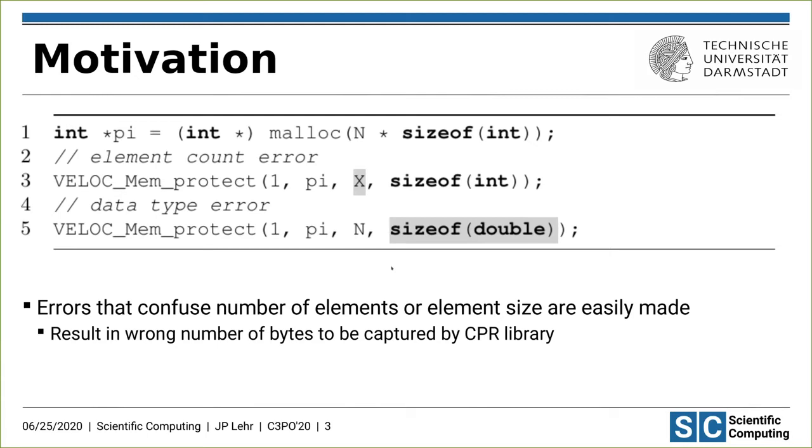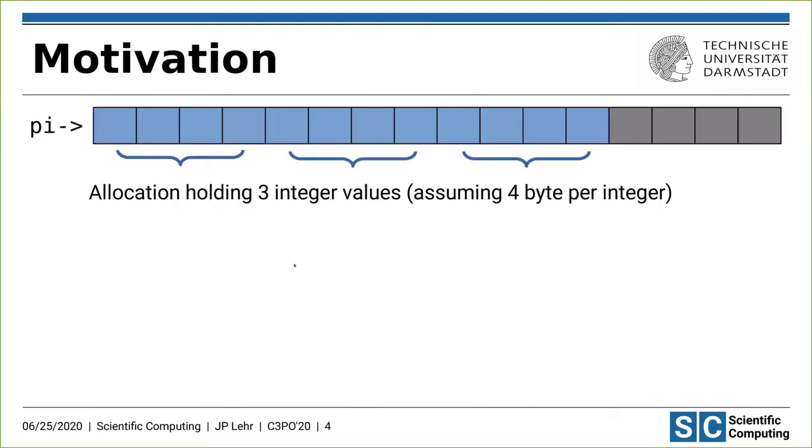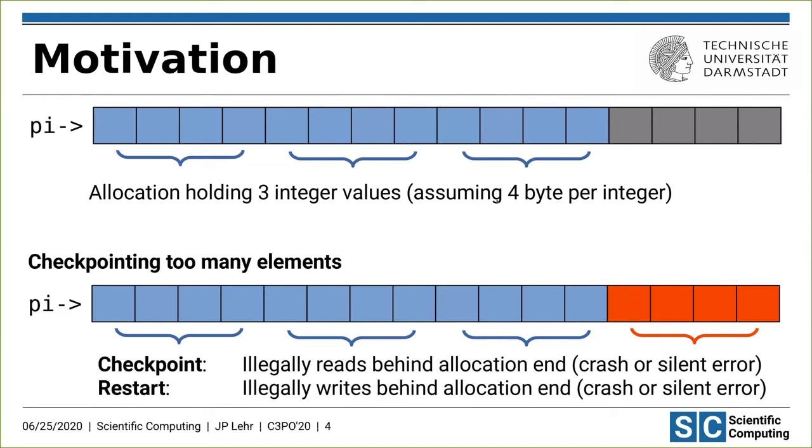So if we look at the actual memory, what happens with these sorts of errors, now let's consider an allocation that holds 3 integer values, and we assume 4 bytes per integer here, and they're packed together. So we have this allocation that is valid in a sense. Now, if we store too many elements, then we would actually illegally read behind the allocation at the time when we actually do the checkpoint. And if we restart, we would actually illegally write behind the allocation.